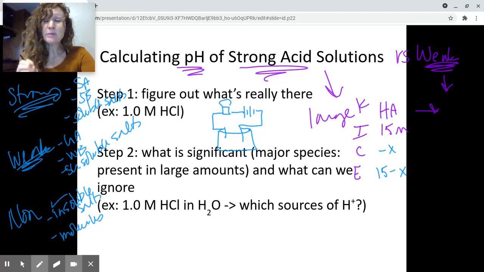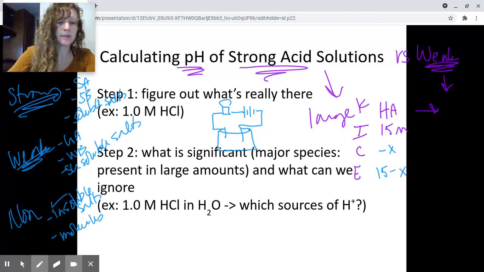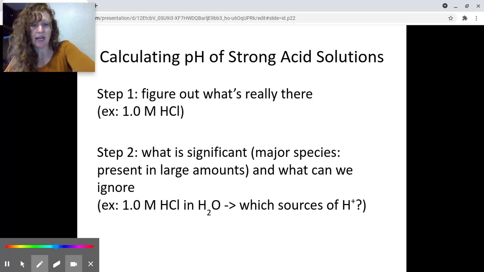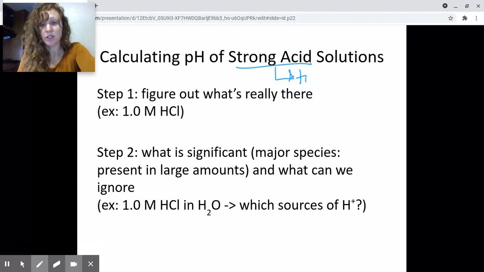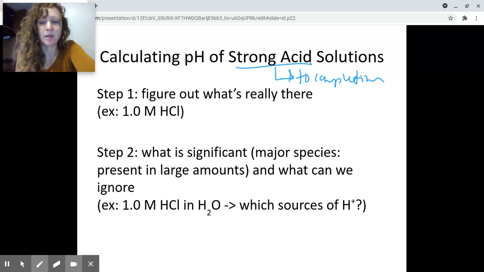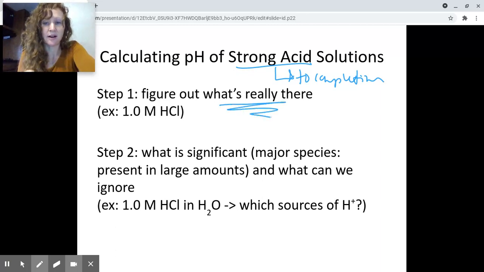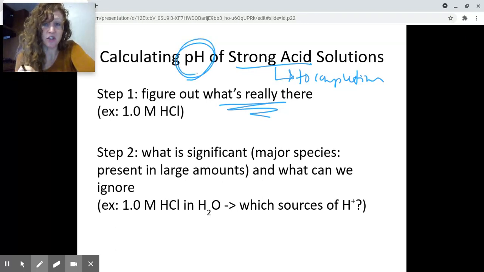So we've been talking about this idea that strong acids dissociate or react completely, weak acids dissociate or react partially. Since the beginning of the year, we now need to take this information and apply it in these problems. All right, so if we have a strong acid, we know it's going to go to completion. And so our next step in the problem is to think about what's really there. What could be contributing to the hydrogen concentration?